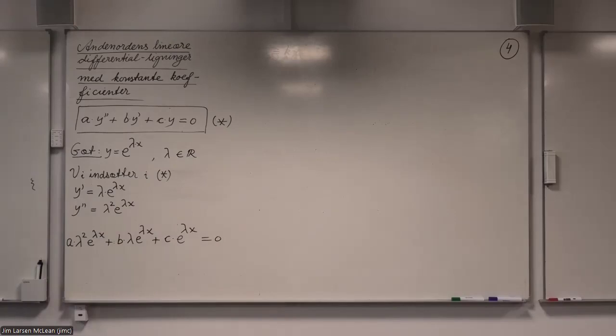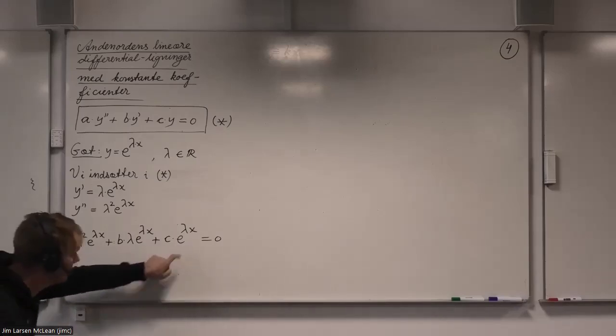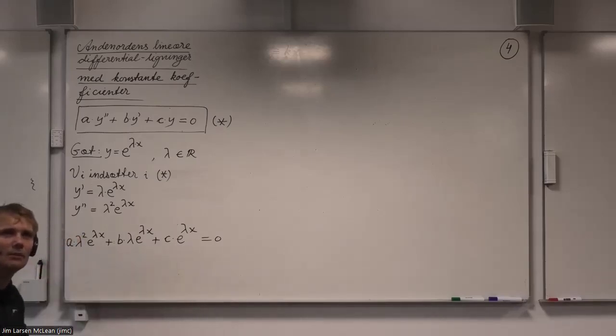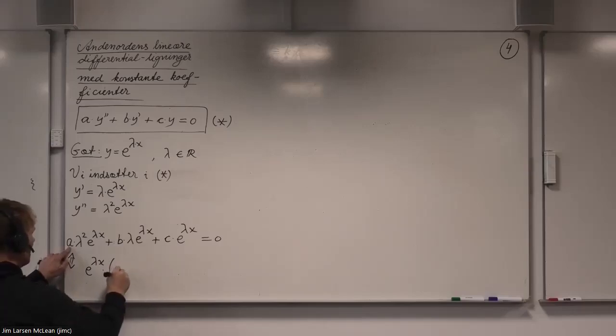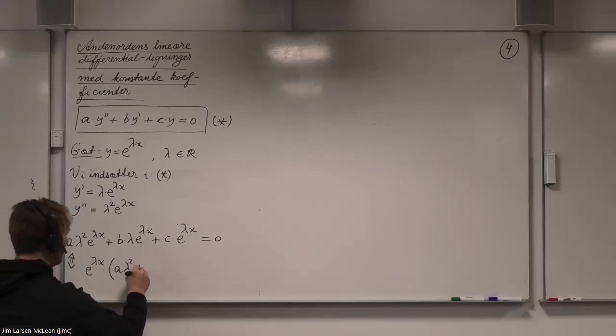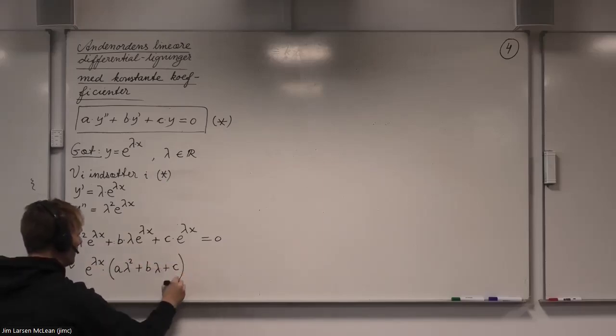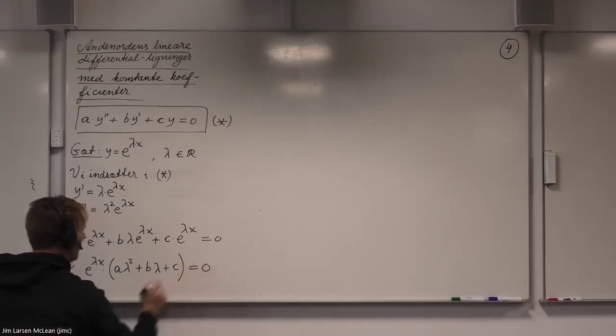So now you can see that the e to the lambda, which is present in every term, is called a common factor, and you must take it outside of a parenthesis. So I rewrite it as e raised to lambda x times parentheses. What do I have left? a times lambda squared, plus b times lambda, plus c. And it has to equal 0.